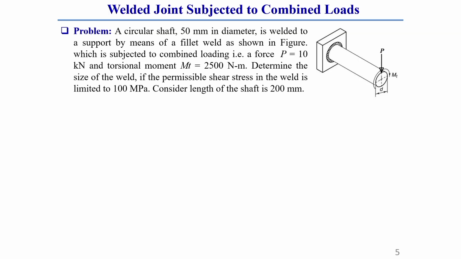For solving this problem, I am showing a problem here. The problem statement is like this: a circular shaft, you can see this is the circular shaft whose diameter is 50 millimeter. So here we will solve the problem. While reading itself we will see what different information is actually given. So the given data I am writing here: the diameter of the shaft is given as 50 millimeter.